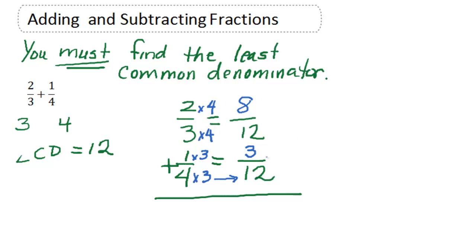Now when you add the two fractions, once you have the common denominator, keep that denominator and then just add the numerators. So 8 plus 3, and that gives us 11. You always want to check to make sure that your answer is in lowest form, and this one is. So we're ready to go to the next problem.